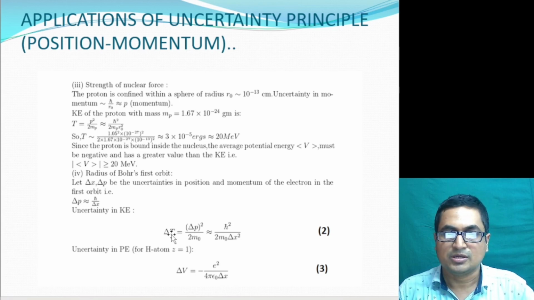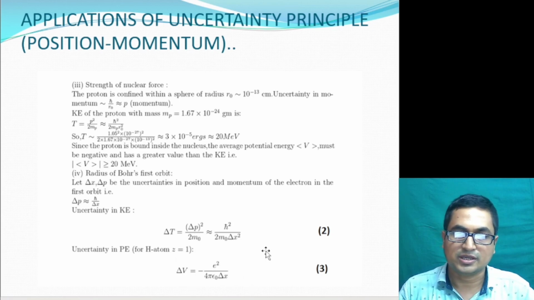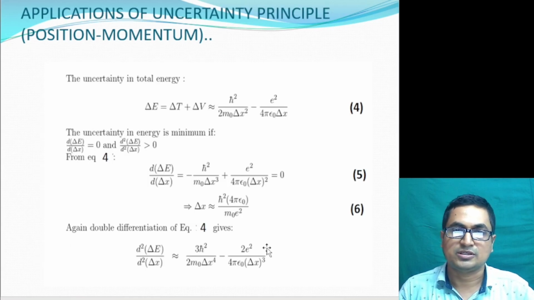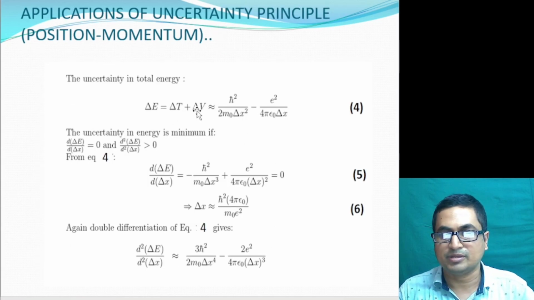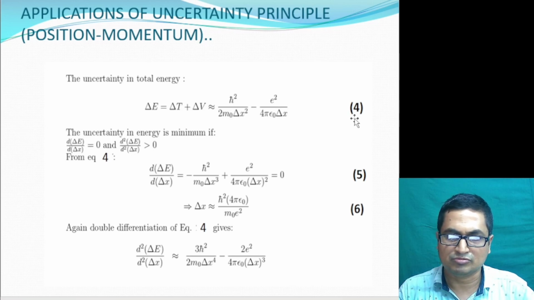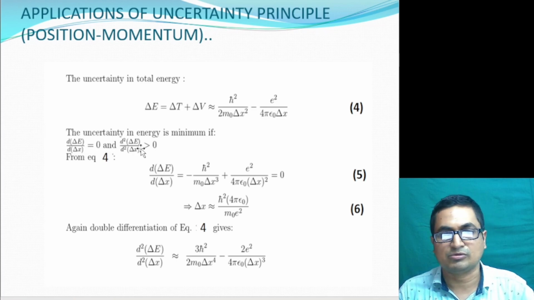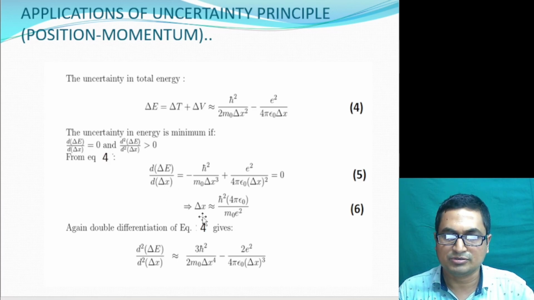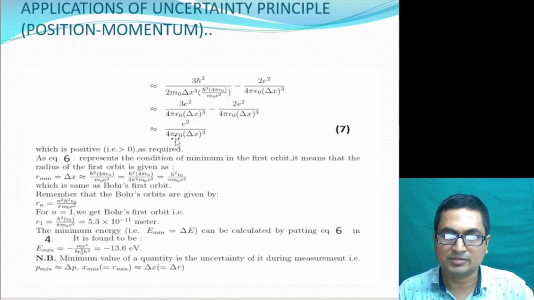So del T represents the uncertainty in kinetic energy, and del V represents the uncertainty in potential energy. So the uncertainty in total energy is del T plus del V, and is given by equation 4. The uncertainty will be minimum when its derivative is equal to 0, and this condition is from the concept of differentiation. So from equation 4, doing all this differentiation, we find del x equal to this, given by equation 6, and the double differentiation of this will lead us to this equation. This is very simple differentiation, and ultimately the double differentiation is equal to this, given by equation 7.